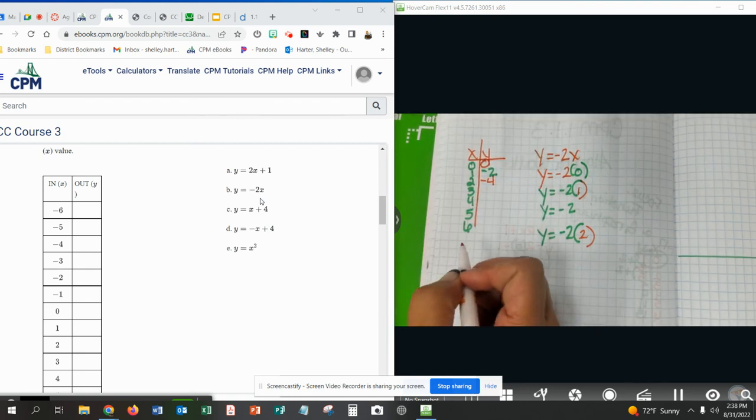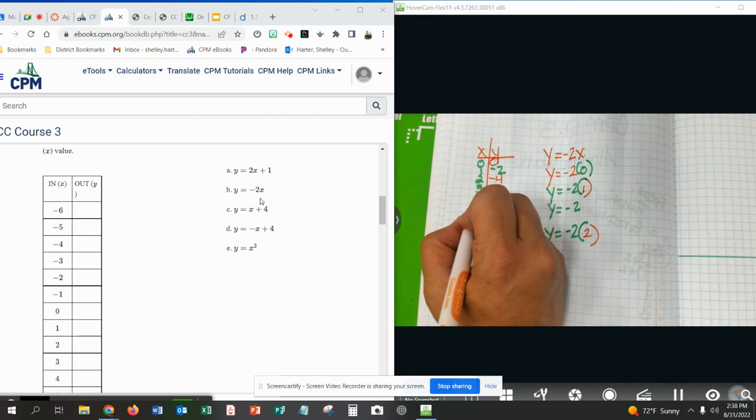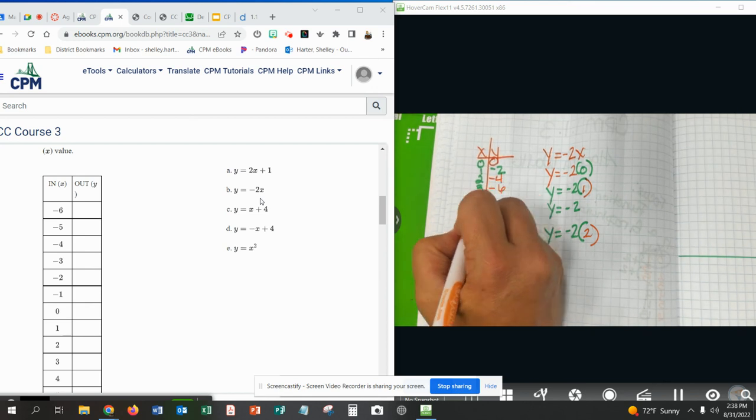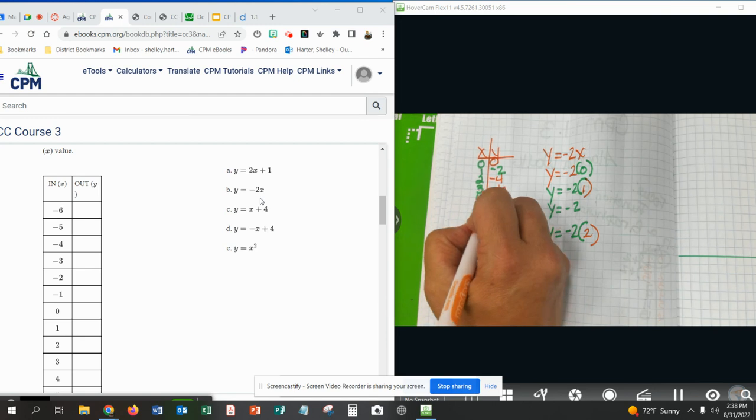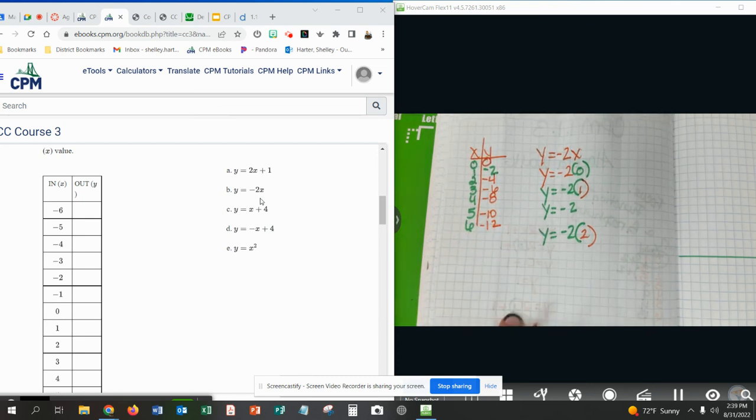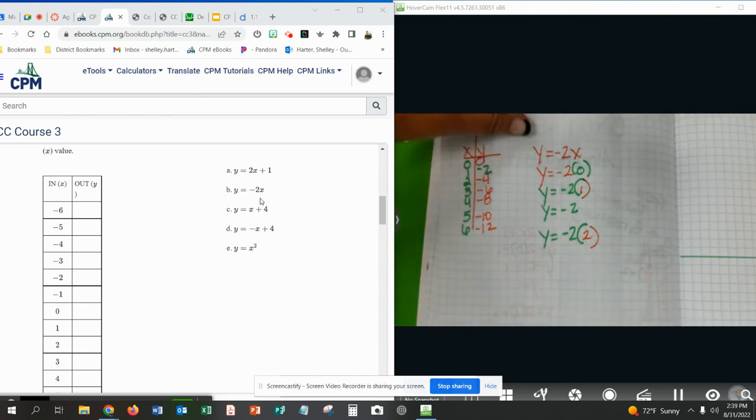Yeah. Negative 2? The pattern? Yeah, it is negative 2. So every time, negative 2 times 3 is? Negative 6. Good. Negative 2 times 4 is? Negative 8. Negative 2 times 5 is? Negative 2 times 6. 12. Cool. Now I'm going to take this and graph it.